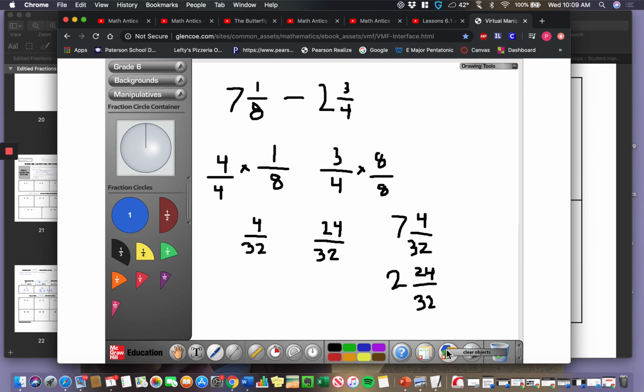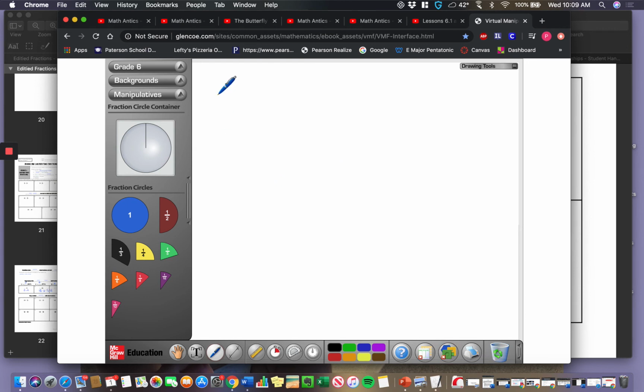So I had 7 and 4 32nds and 2 and 24 32nds. And just to show you how this process is going to work, here I have 7 and 4 32nds. And here I had 2 and 24 32nds.